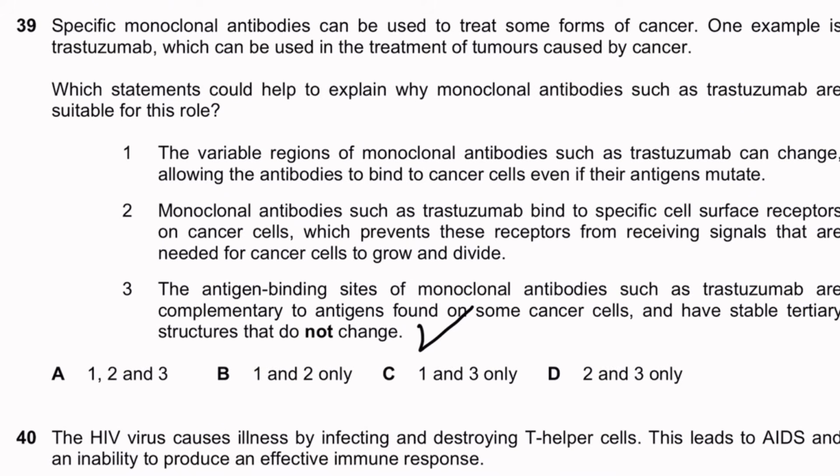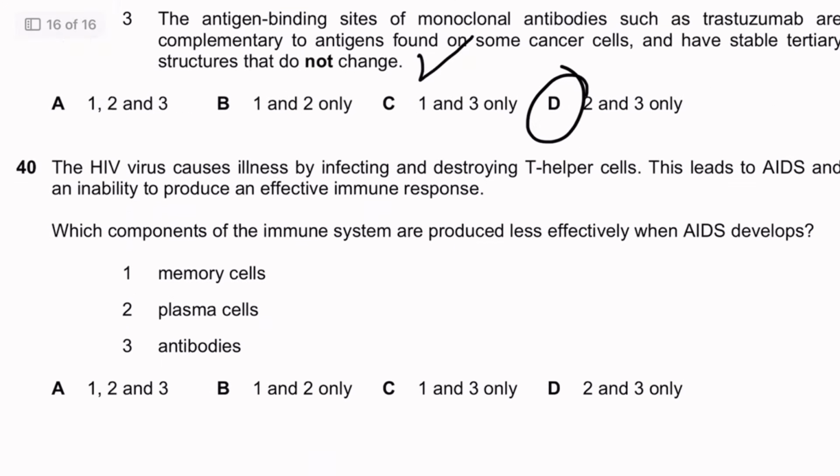Okay, and then 2, monoclonal antibodies are going to have specific cell surface receptors on cancer cells. I mean, that could be a function, that could be a role, so why not? Okay, but obviously the only one here that does not make any sense is going to be 1, which is why your answer is 2 and 3.